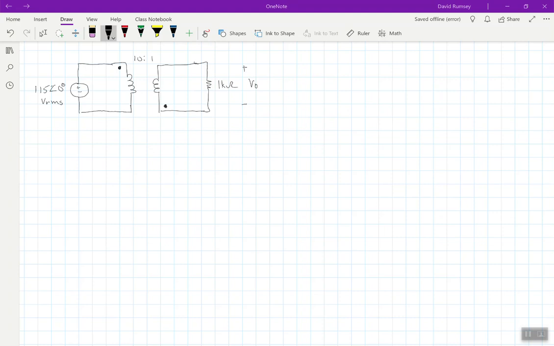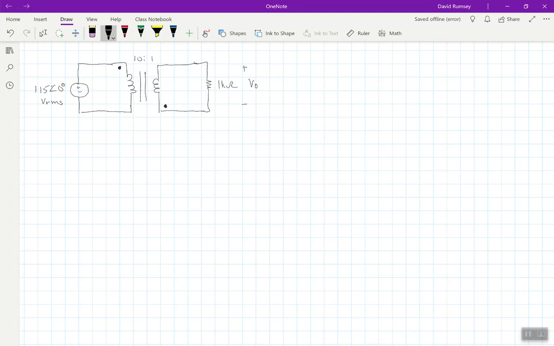Okay, in this example here, we're going to do a quick introductory example to ideal transformers and show how the dot convention can affect things. And then we'll do a more complicated example to illustrate how we can solve these problems here.